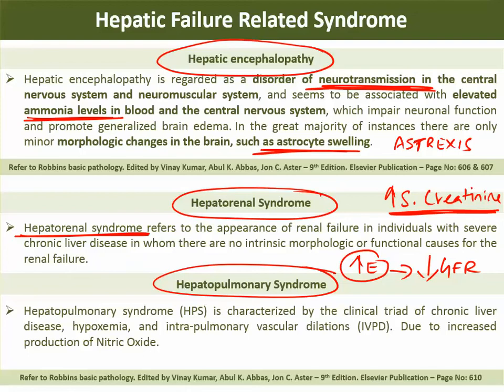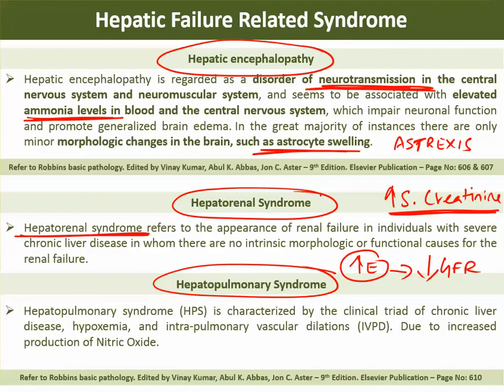If the person is having increased serum creatinine, normally to know what is happening in the kidney, we take a renal biopsy. In this state, the renal biopsy will be normal, and if you take a liver biopsy, the patient will have fibrosis, cirrhosis. Cirrhosis leads to liver failure, and liver failure leads to renal failure. That is called hepatorenal syndrome.